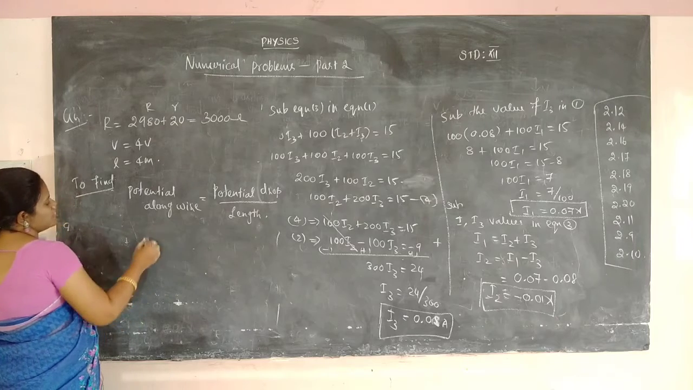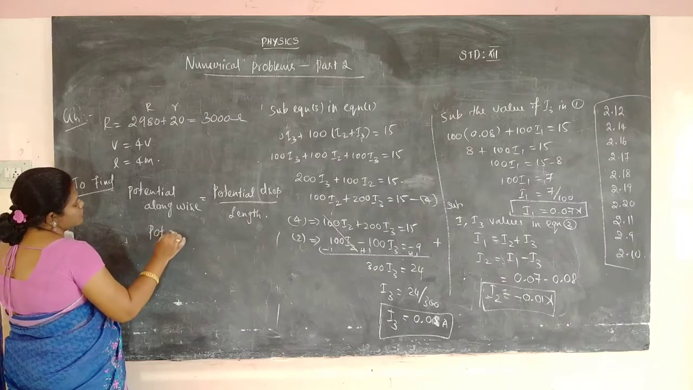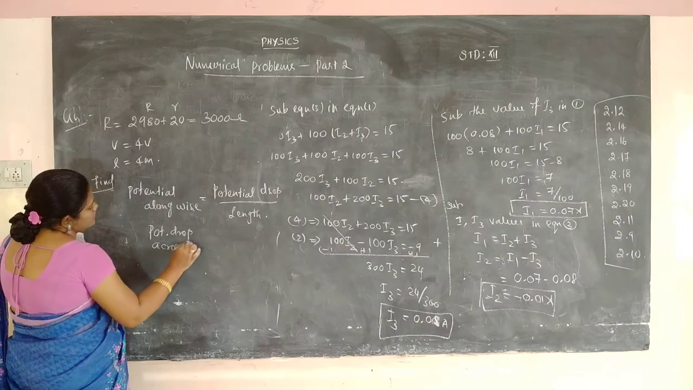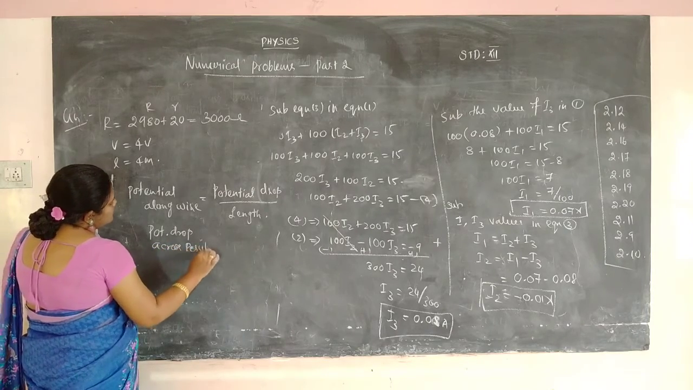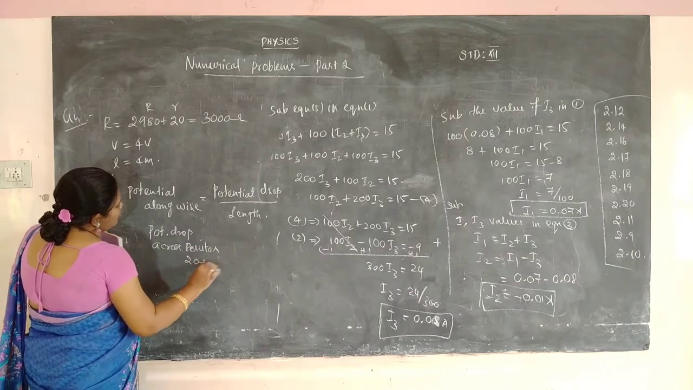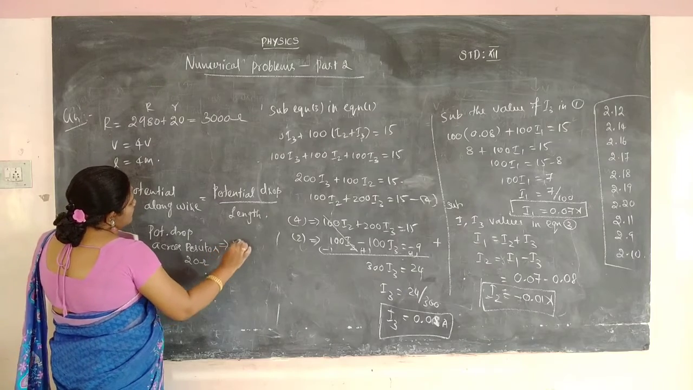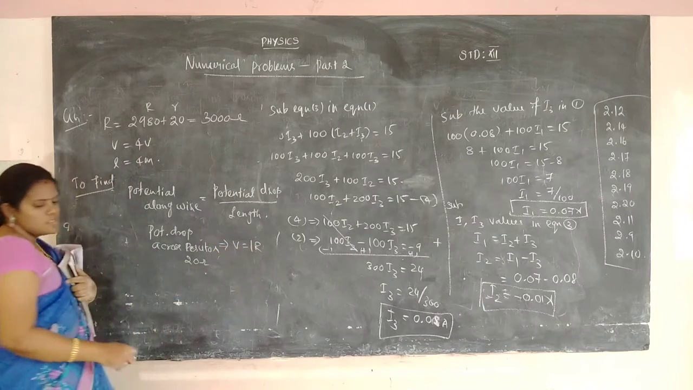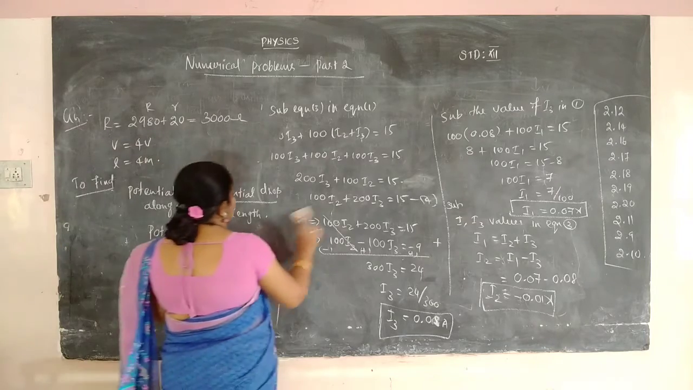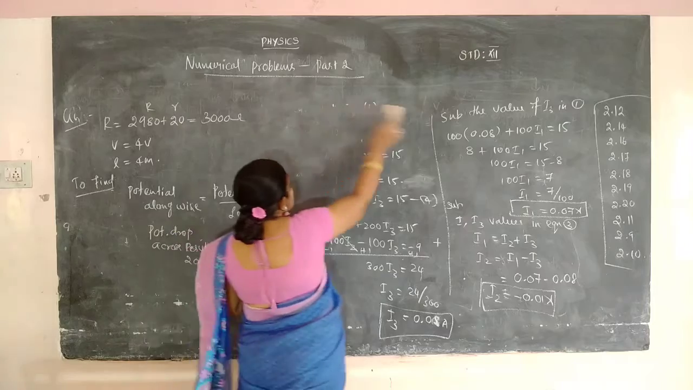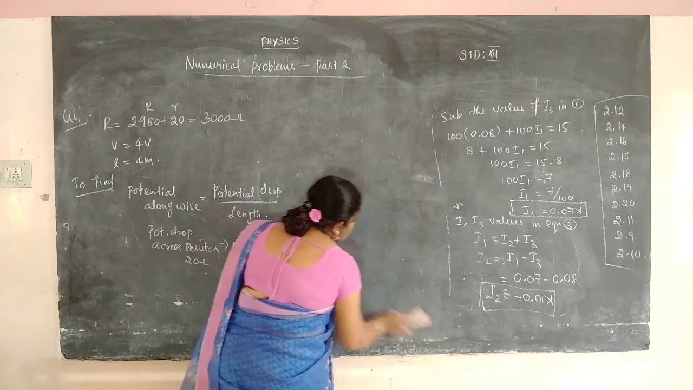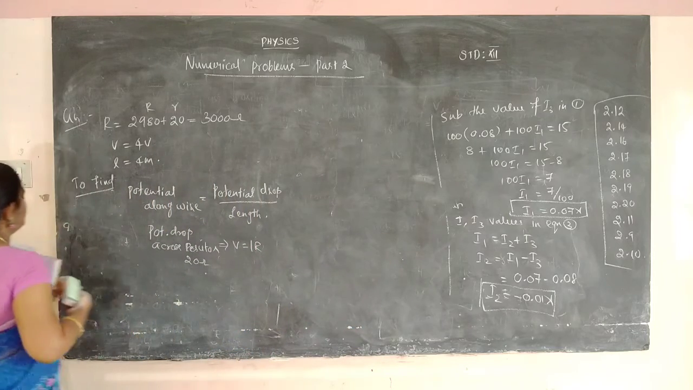We want to calculate potential drop across the resistor, the 20 ohm resistor. How much drop happens across the 20 ohm, we see with V is equal to IR. This is the formula. We substitute the values in this formula. So, solution.